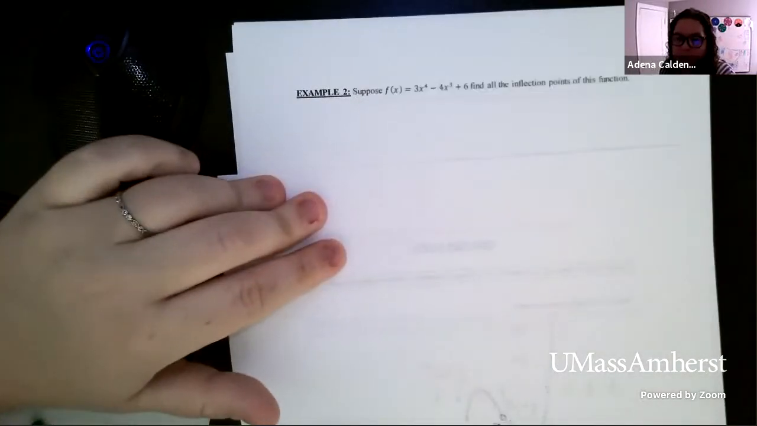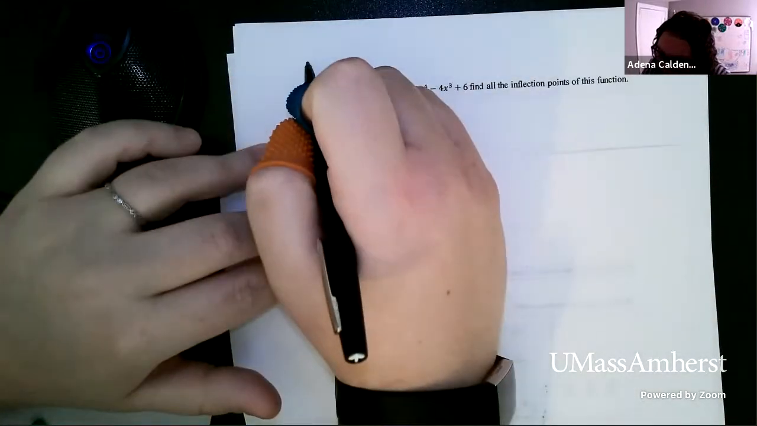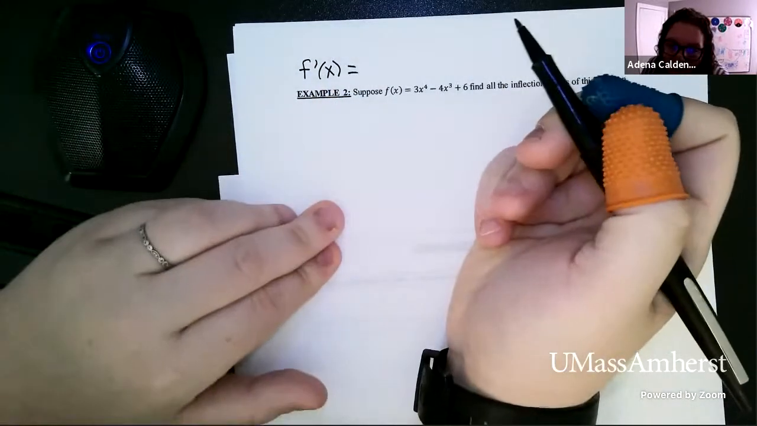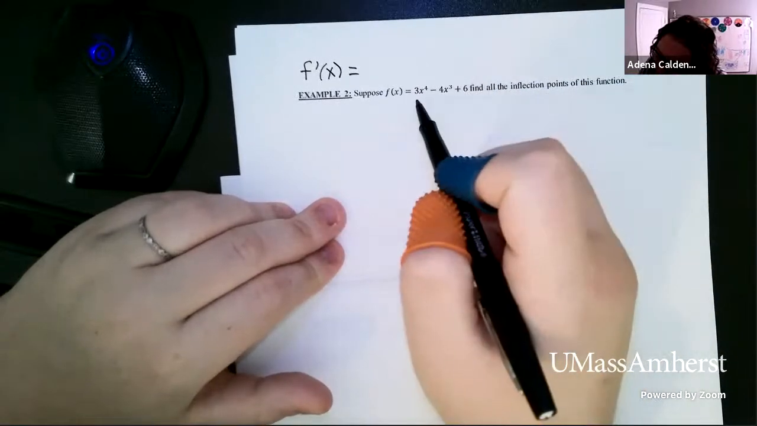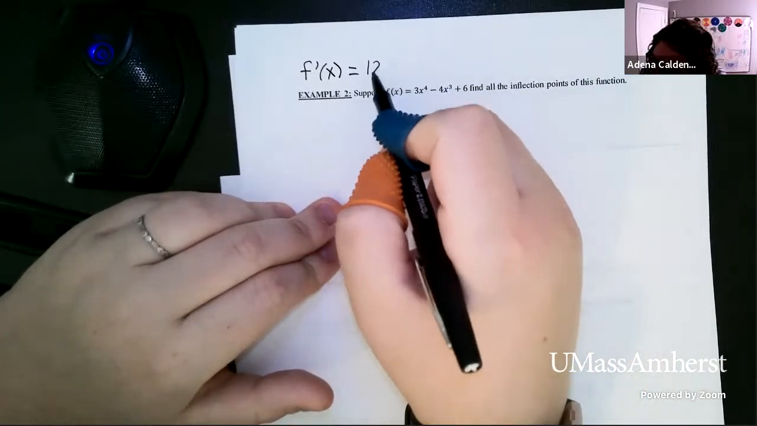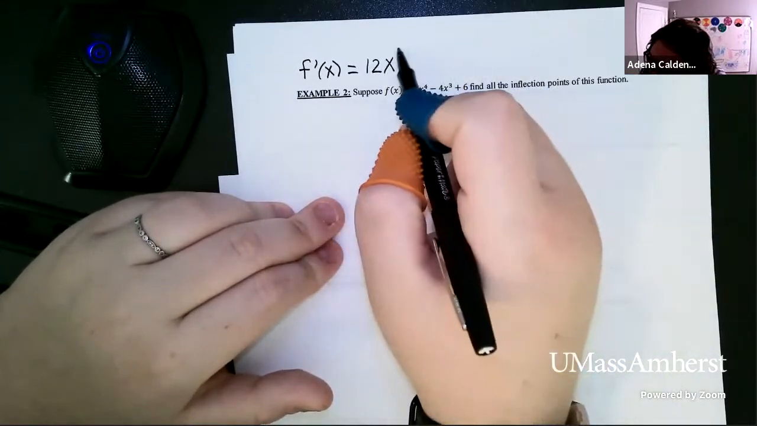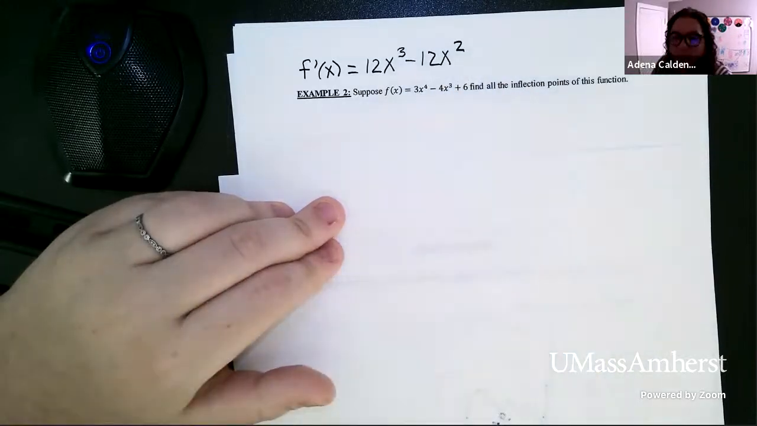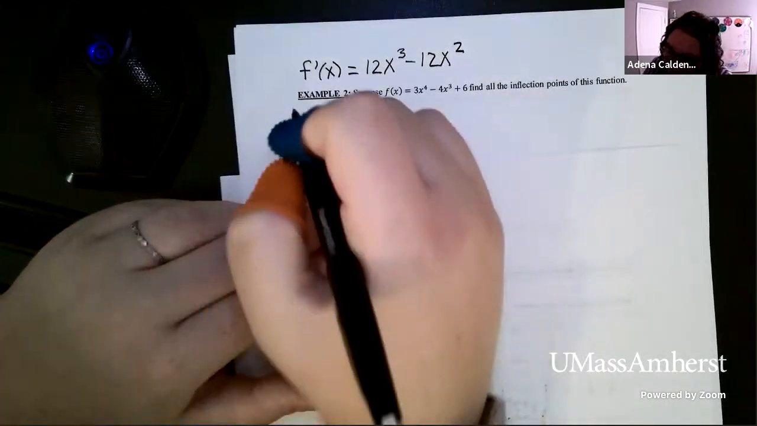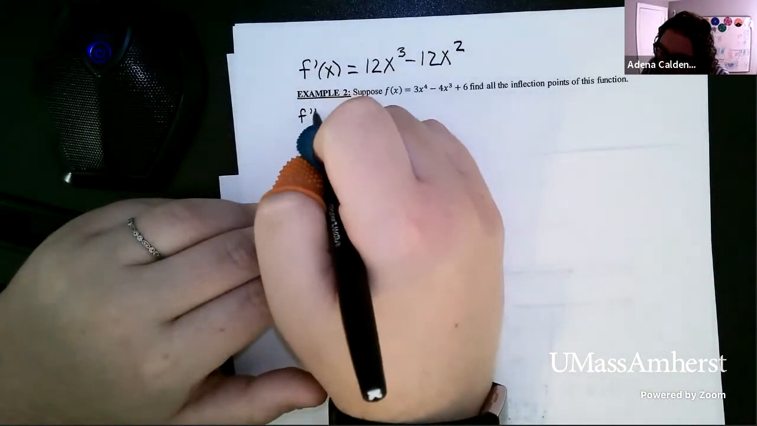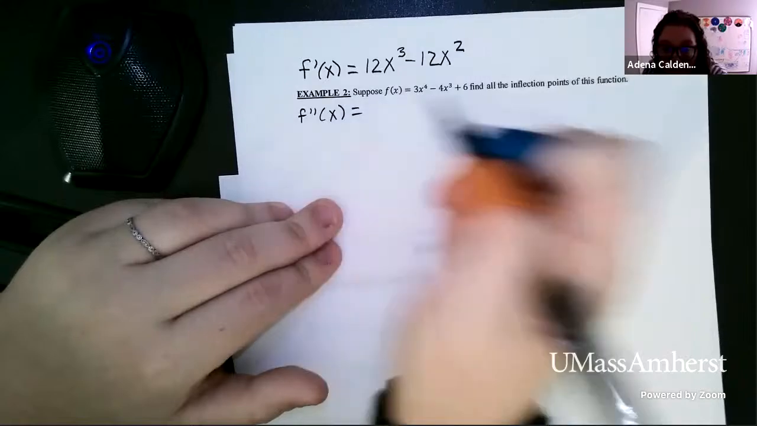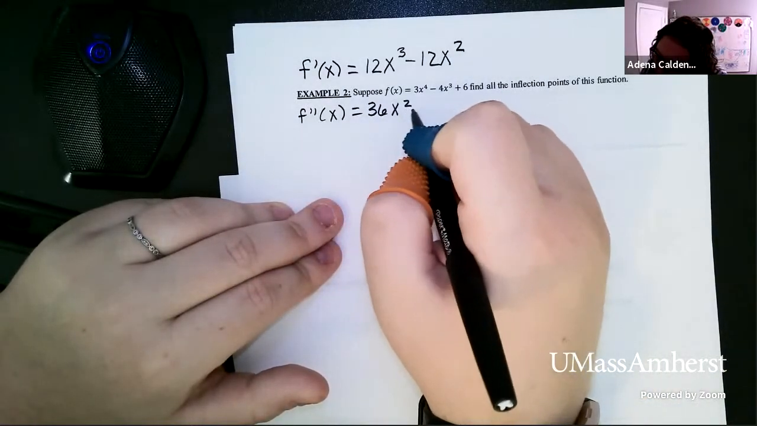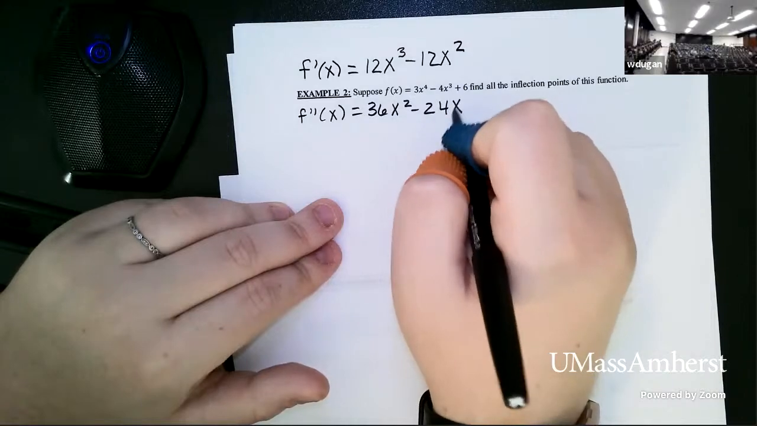So again, we want to start by finding the first derivative. I'm just going to do the first derivative above because we're not going to use it for anything other than finding the second derivative. So the first derivative here, I get 12x cubed minus 12x squared, and the 6 goes away because it's a constant. Now I can use that to find the second derivative. So I have 36x squared minus 24x.